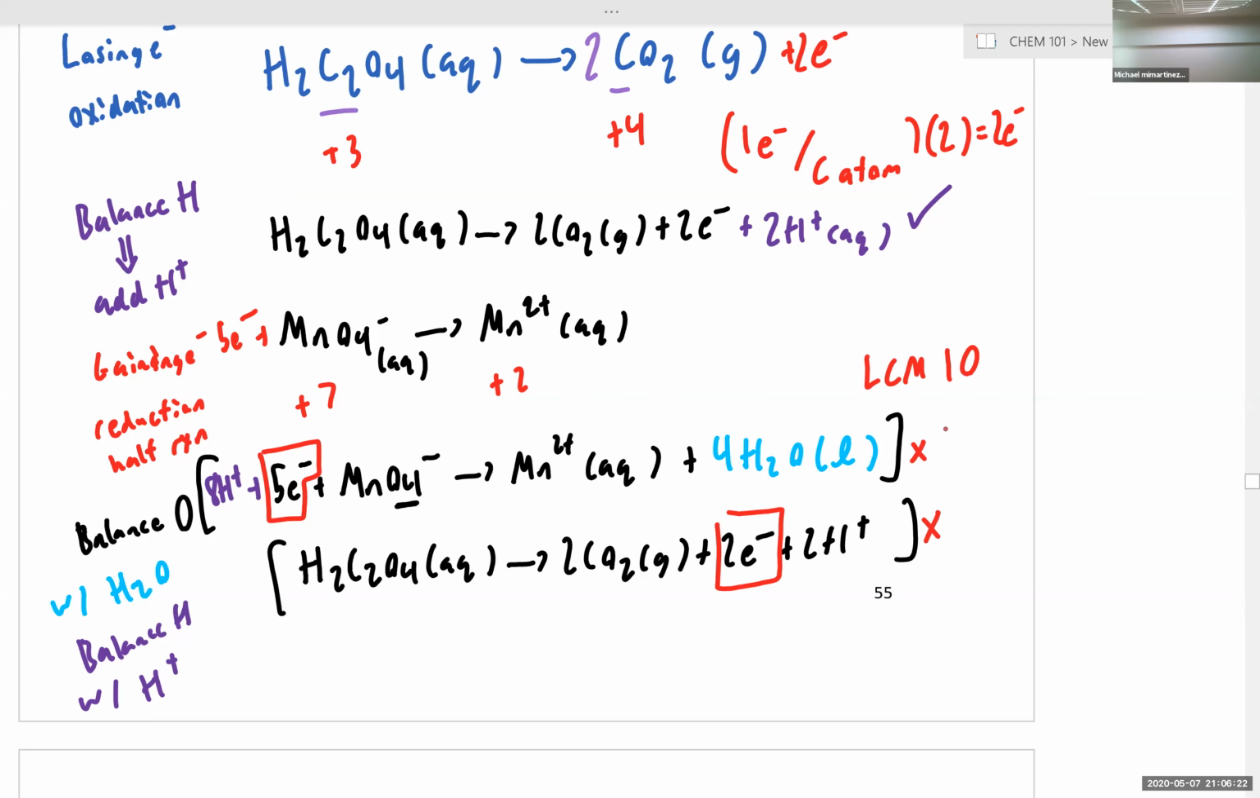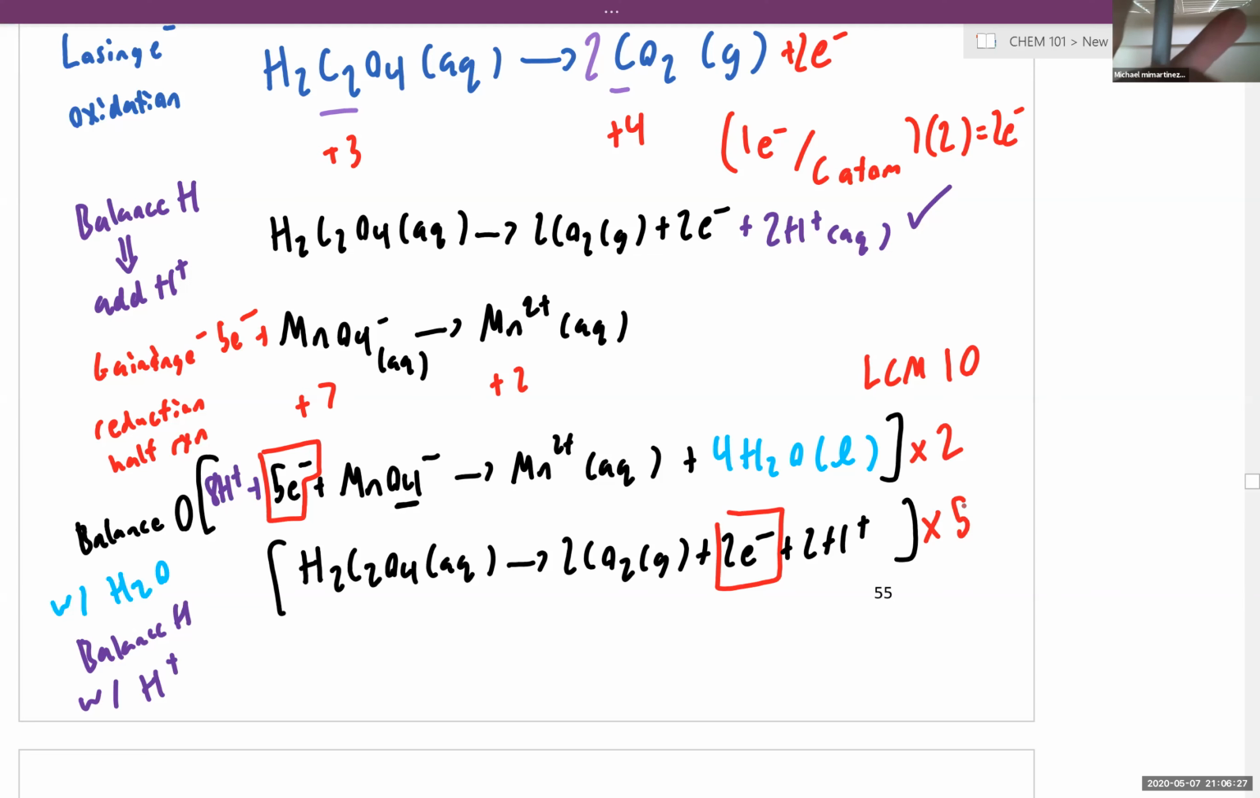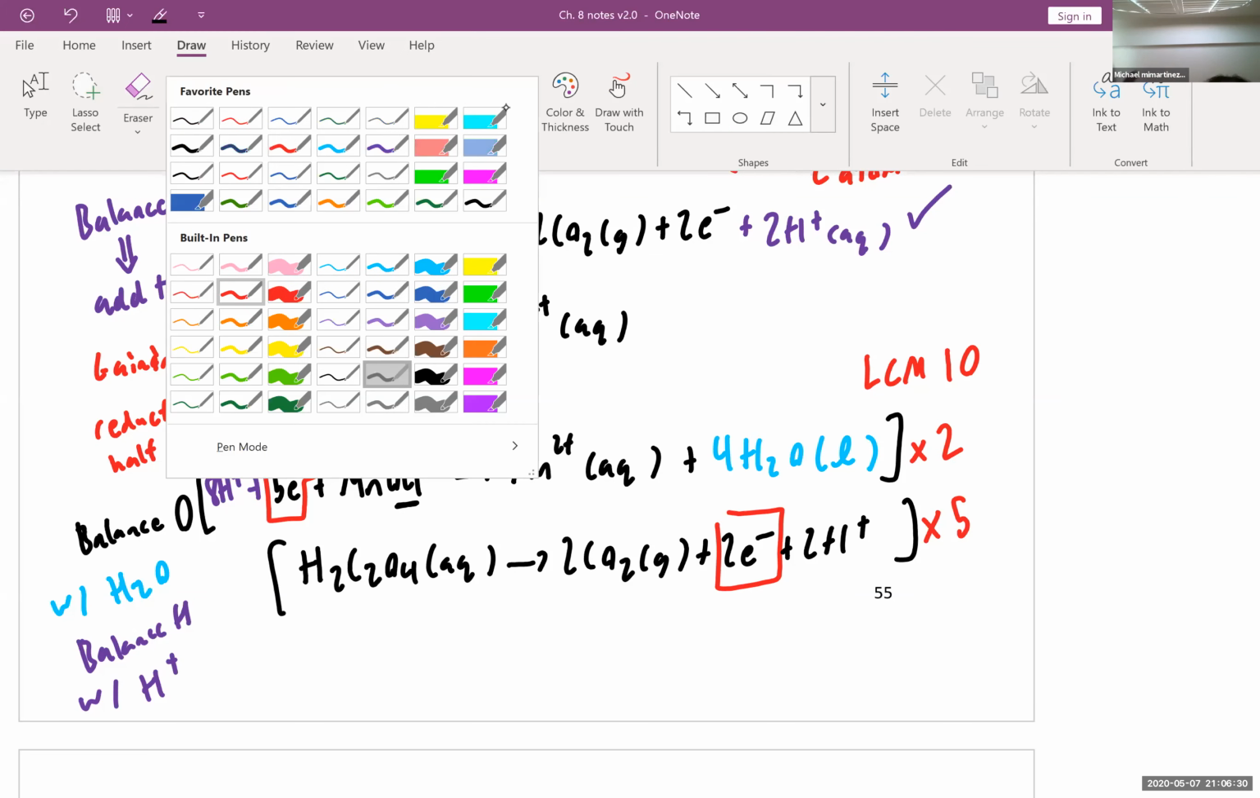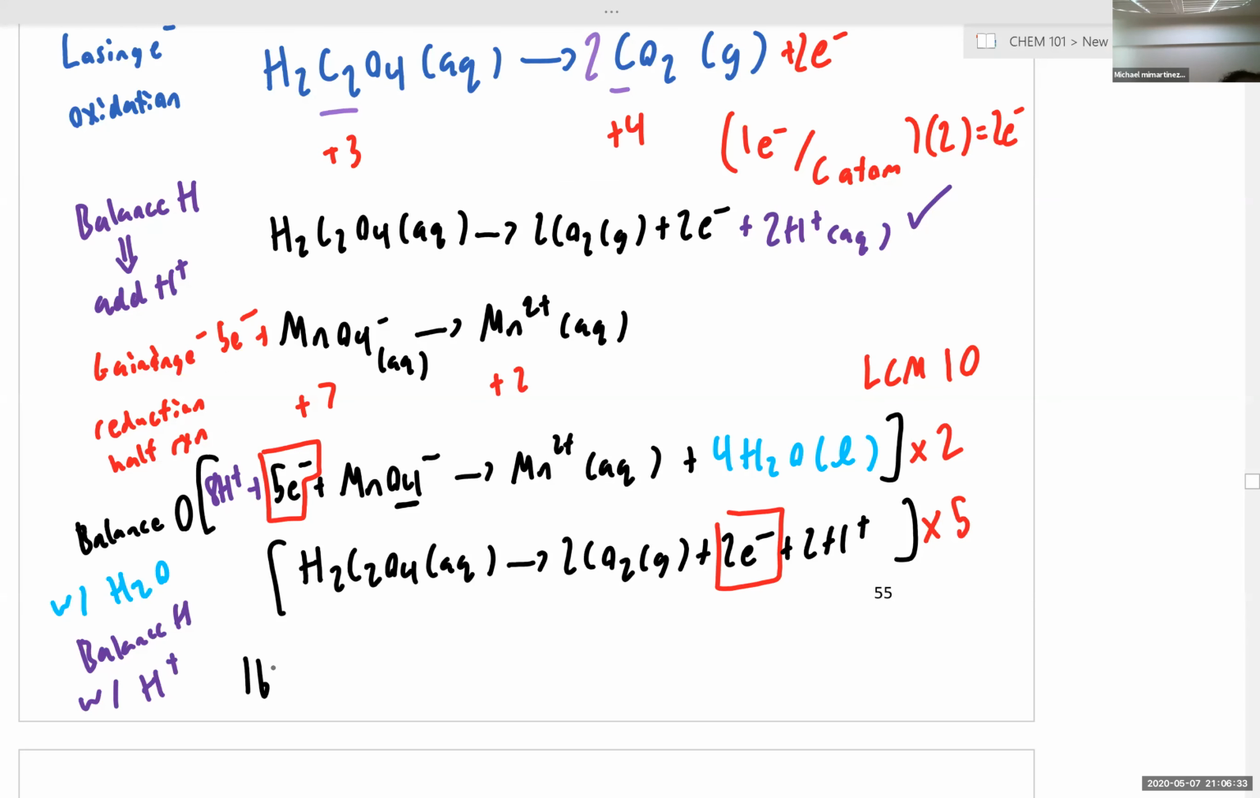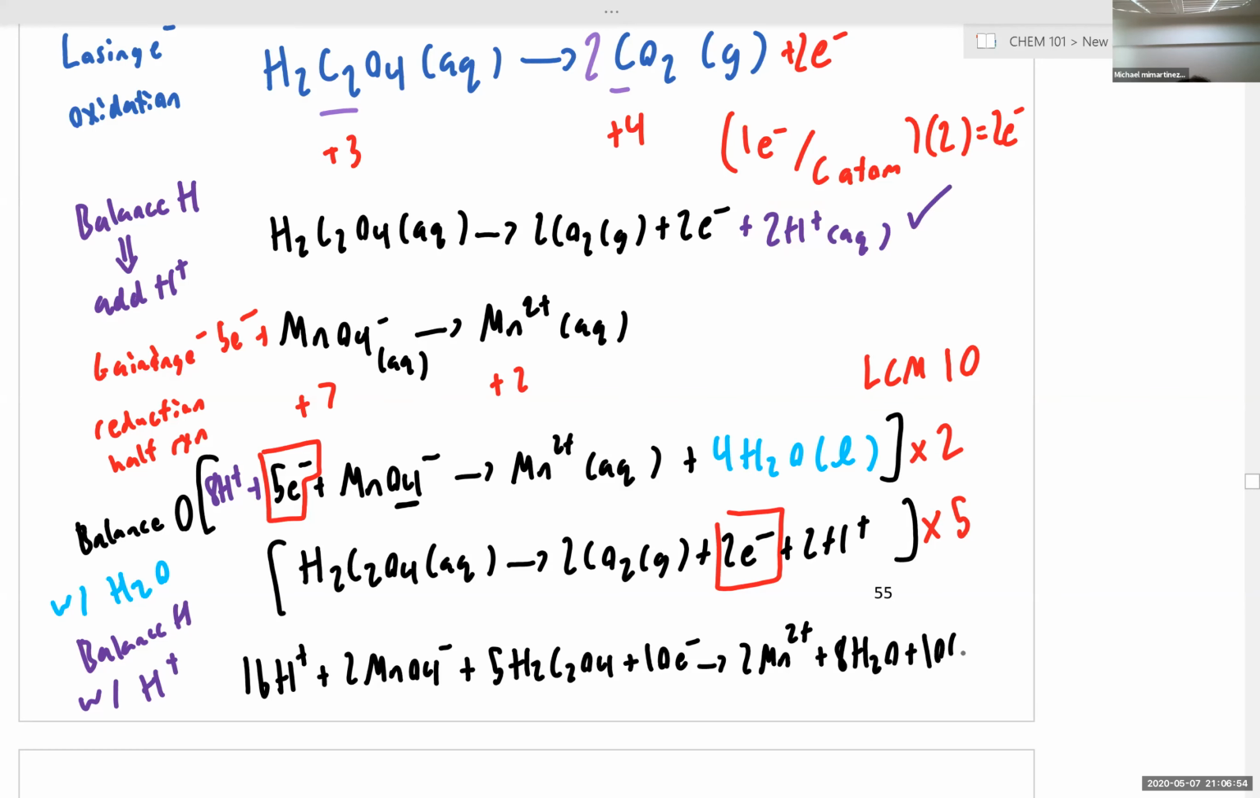Yep. So we multiply the top equation by 2 and the bottom equation by 5. And that in turn gives us 16H+ plus 2 MnO4- plus 5 oxalic acid molecules plus 10 electrons leads to 2 Mn2+ plus 8 H2O plus 10 CO2 plus 10 electrons plus 10 H+.